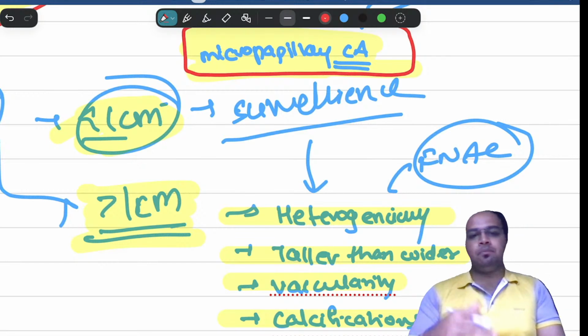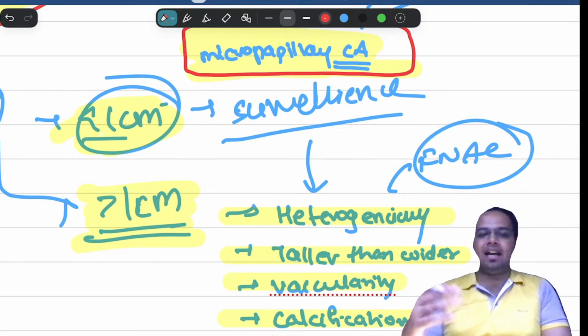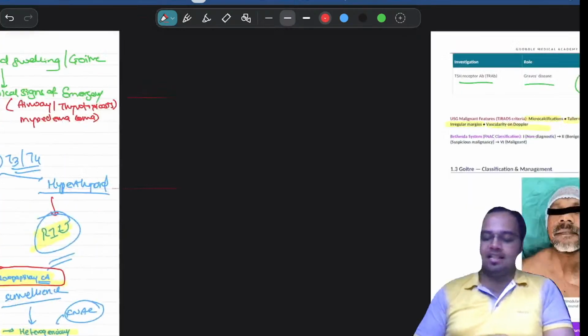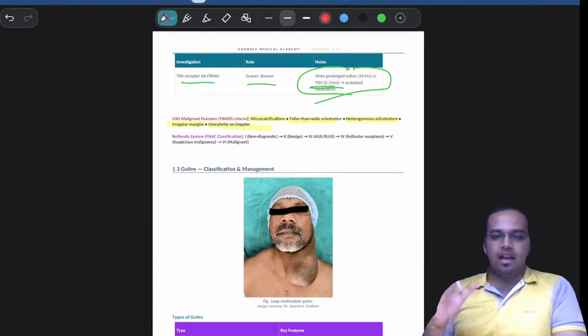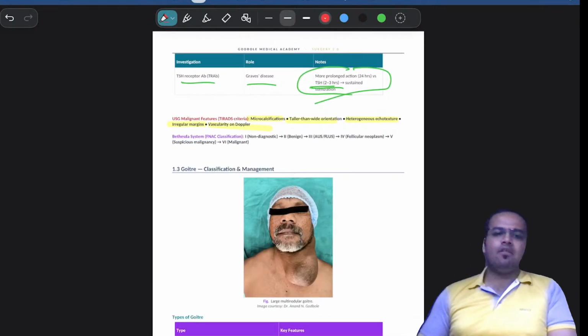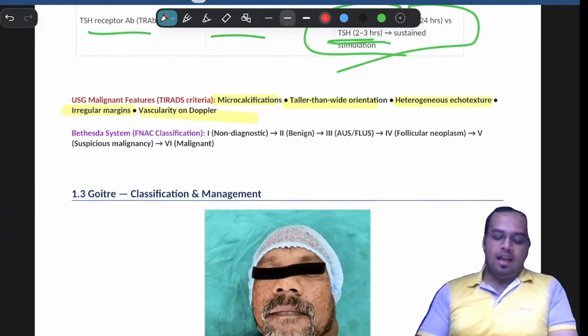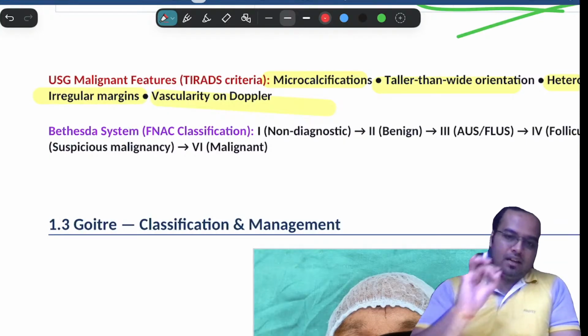So if thyroids are 3, 4, 5, it means that it might be more malignant, so you have to go for what is called FNAC. If it is not that much, then you can wait and watch. You don't need to go for an FNAC. And then comes the FNAC report.